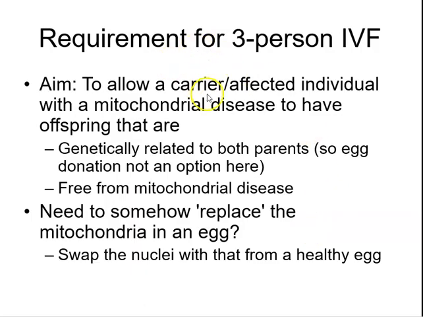So the aim here is to allow a carrier or affected individual with one of these mitochondrial diseases to have offspring that are genetically related to both parents and free from mitochondrial disease. That's the aim of what we're going to be talking about. So we're going to have to somehow replace the mitochondria in an egg, or more correctly, swap the nucleus from an affected egg into a healthy egg that has had its nucleus removed. That's basically how the technique works.